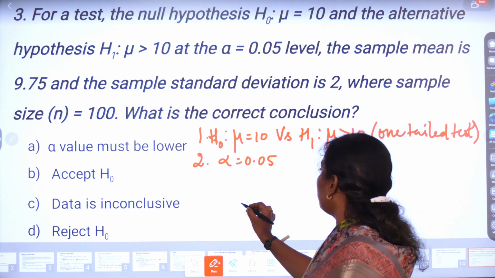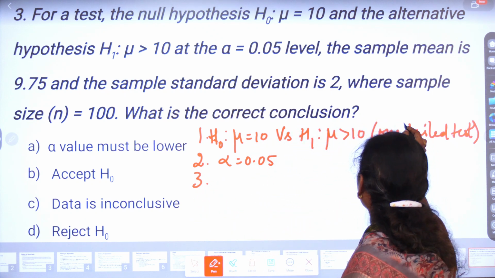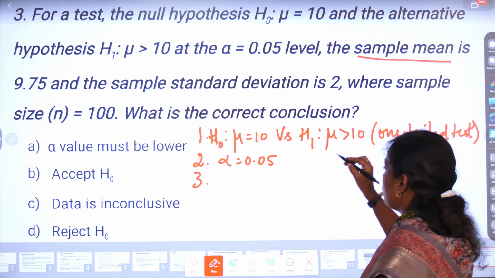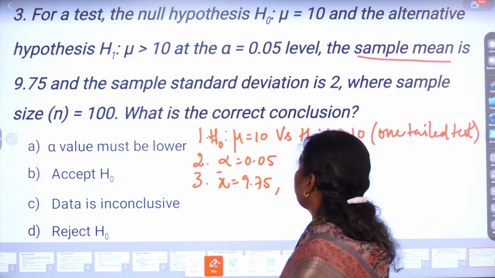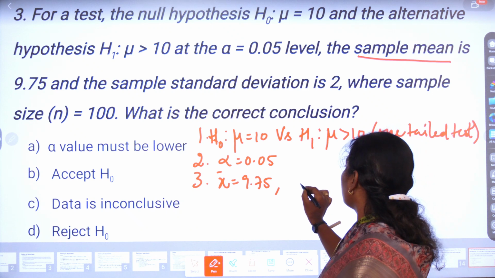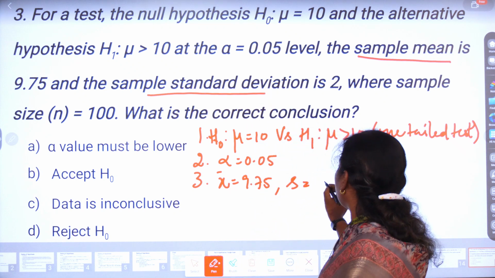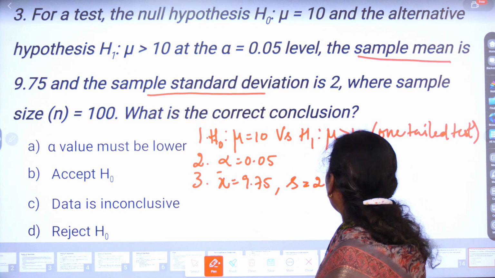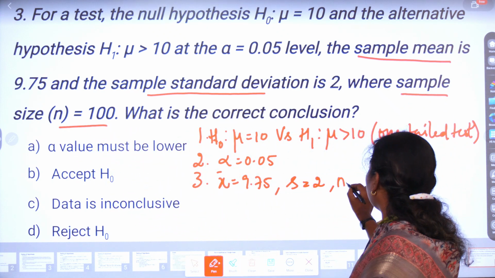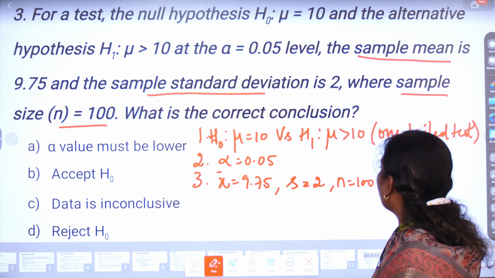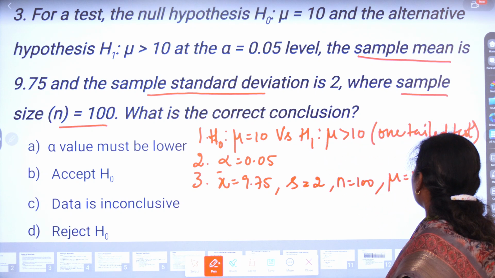Next you have to compute the test statistics. The data given is sample mean, x bar is equal to 9.75. And the sample standard deviation, represented by S, is equal to 2. And the sample size given to us is 100, so n is equal to 100. And your mu is already given, it is stated in the hypothesis. Mu is equal to 10.